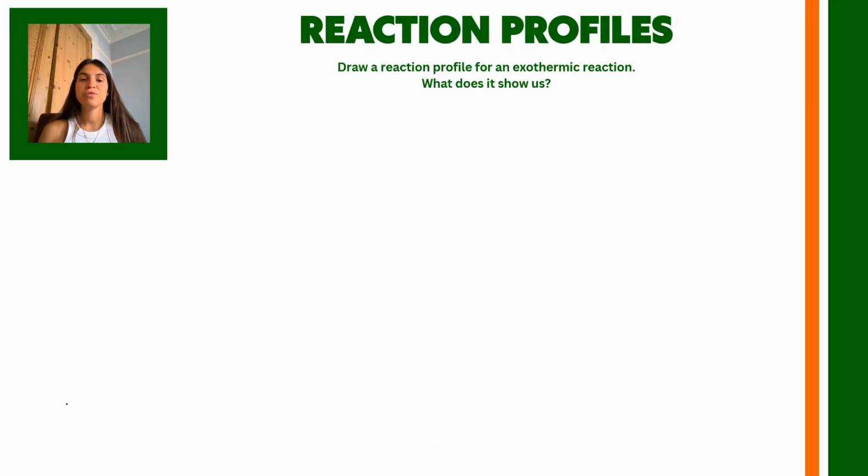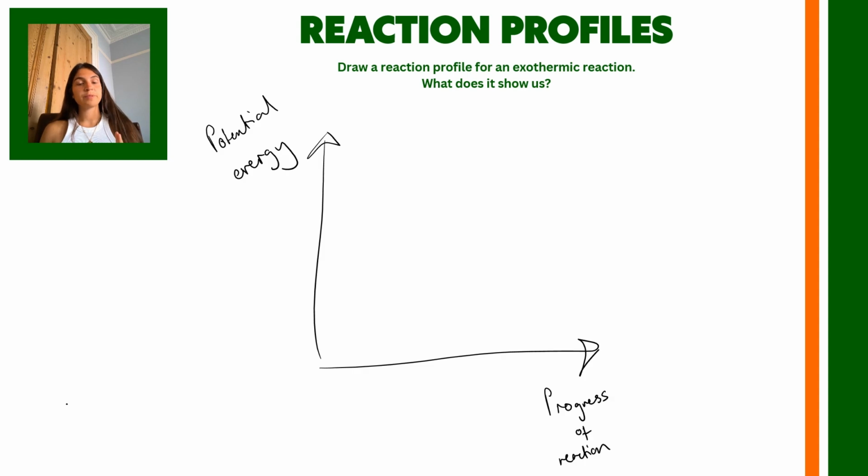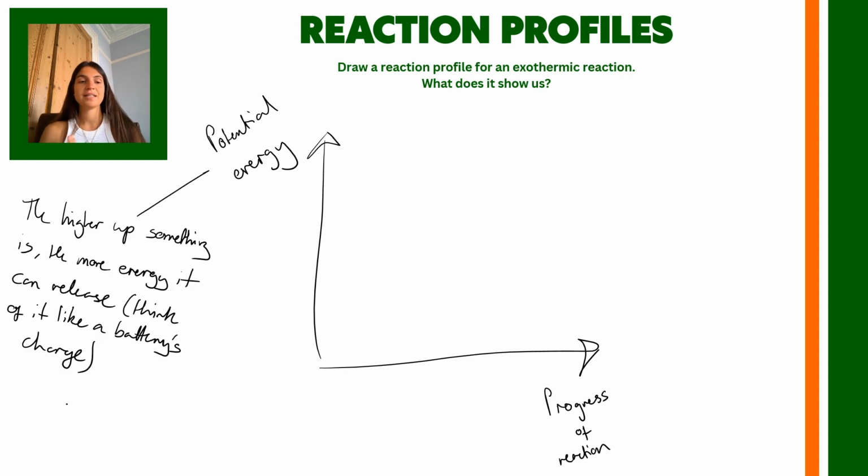Reaction profile. So draw a reaction profile for an exothermic reaction, and what does it show us? So remember, your profile has potential energy on your y-axis and then progress of reaction along your x-axis. And the higher something is up your potential energy axis, the more energy it can release. A little bit like, this was the analogy in the notes, it's like a battery's charge.